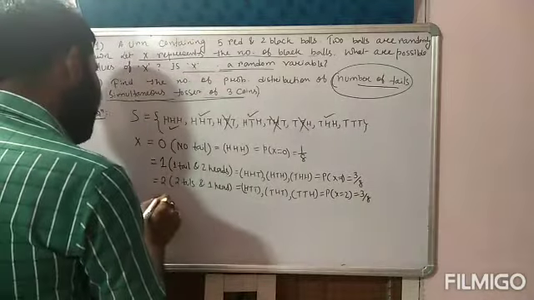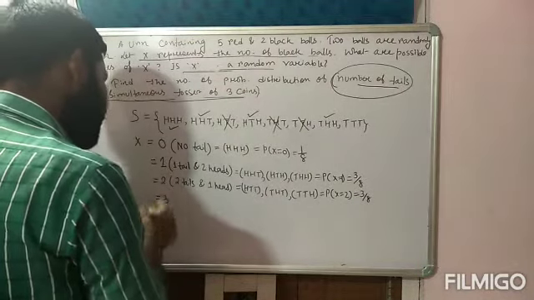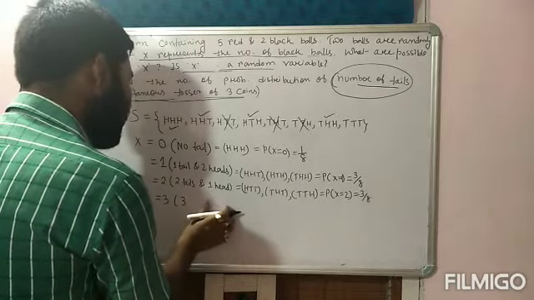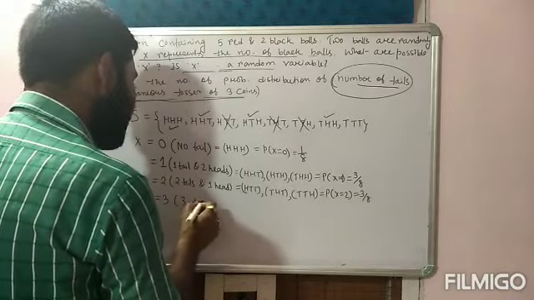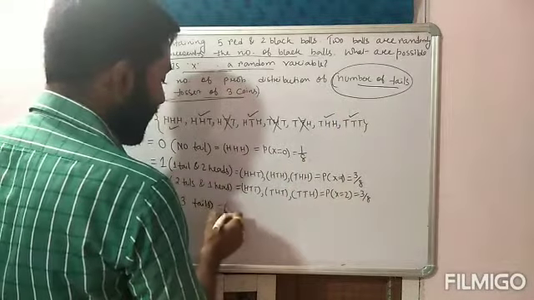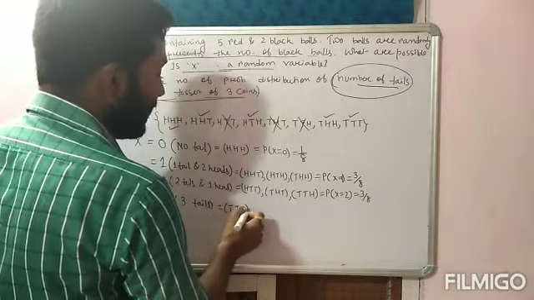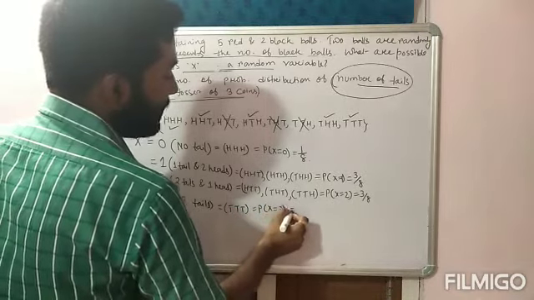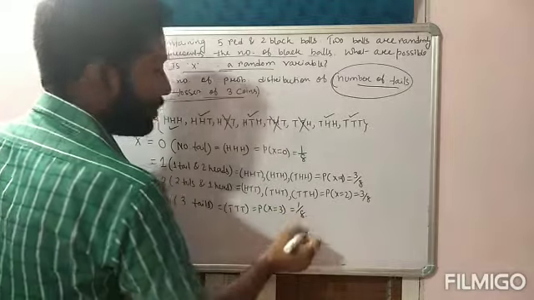Then you write x equal to 3. For x equal to 3 heads, sorry, this will be 3 tails because in the question it is about tails. So exactly 3 tails. There is only one, TTT. So that means probability of x equal to 3 is equal to 1 by 8 only.